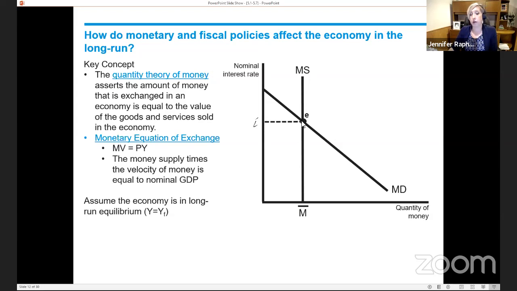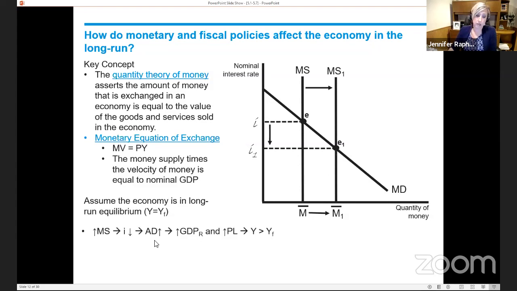Okay, so we find the equilibrium nominal interest rate where the quantity of money demanded is equal to the quantity of money supplied. All right, and let's assume that the Fed conducts some expansionary monetary policy, which would produce an increase in the money supply and a decrease in nominal interest rates. So we'd go from this equilibrium interest rate to this equilibrium nominal interest rate. Well, let's see what happens over here.